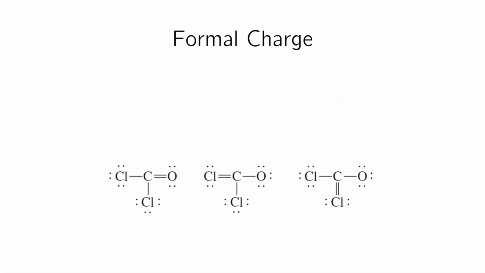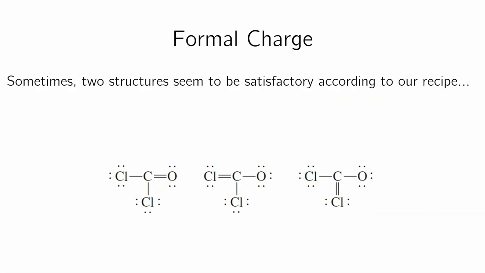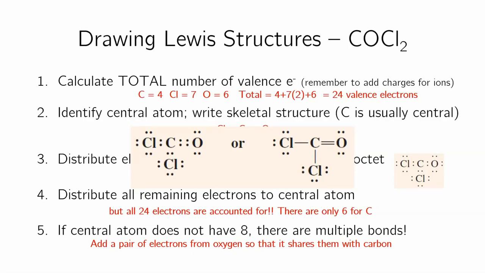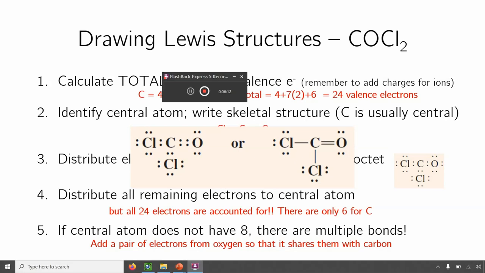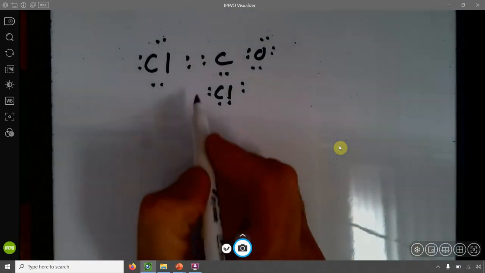Okay, let's look at these things called formal charges. All right, so sometimes I can draw two structures that look similar. That look to satisfy what we did. So you might ask yourself here. So I'm going to actually go here and show you. Because I can actually get a double bond between the chlorine and the carbon. I can do this.